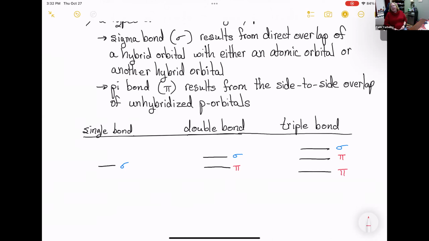So a single bond is strictly a sigma bond, resulting from a direct overlap. A double bond will contain a sigma bond and a pi bond. The sigma bond will be from direct overlap, whereas the pi bond will be from side-to-side overlap of unhybridized p orbitals. And then a triple bond will have a sigma and two pi bonds in it. The sigma bond again will be direct overlap, while the two pi bonds will result from side-to-side overlap of unhybridized p orbitals.